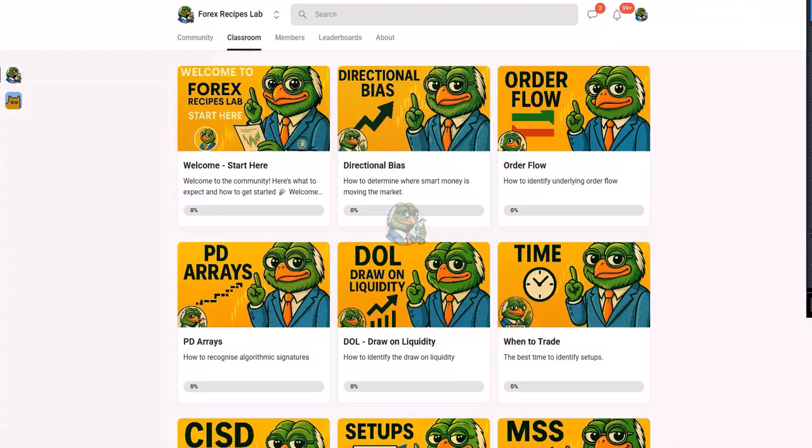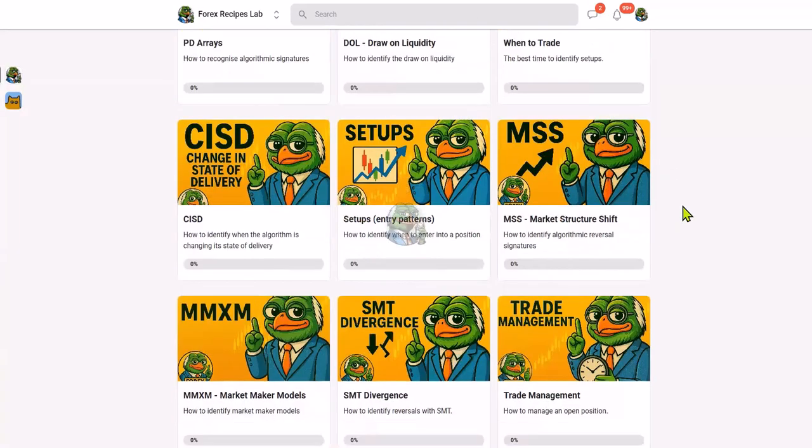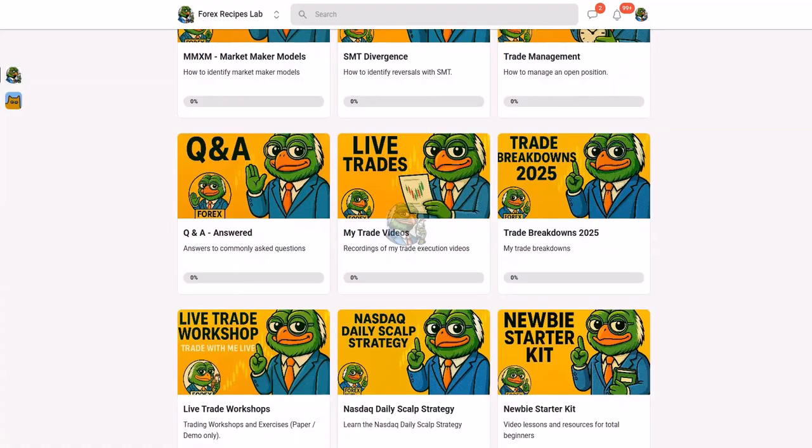From here, you can start to dig deeper into the directional bias, which teaches you where the market is headed. You can dive deeper into the time to understand when the market is going to move. You can then also dive into some of the elements that form the overall setup, which is detailed in the setups module. You can dive deeper into the change in the state of delivery, as well as the market structure shift. Okay. Then at the bottom here, I've put it all together into the NASDAQ daily scalping strategy.